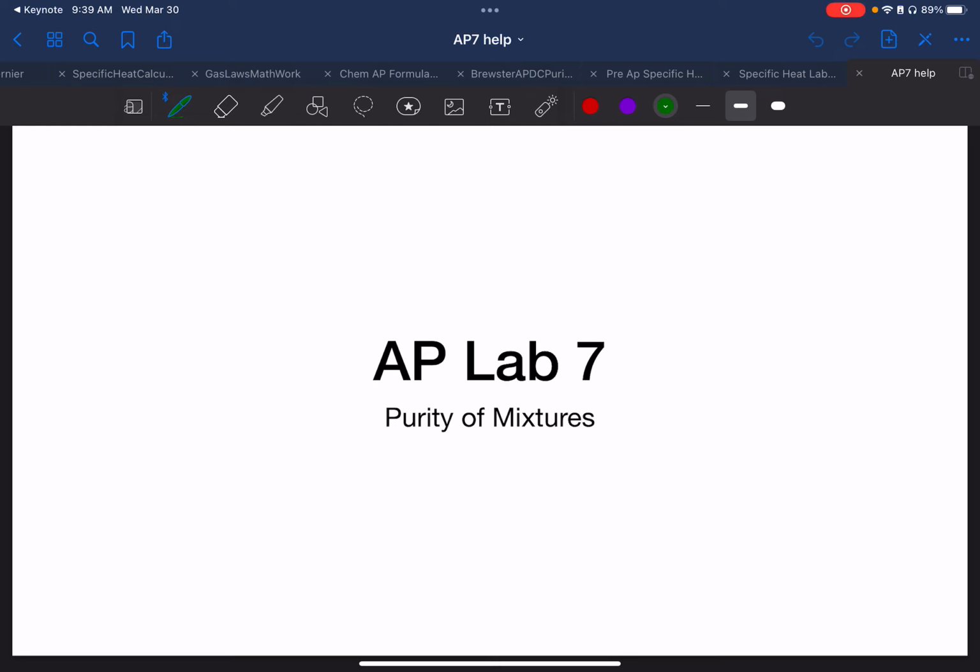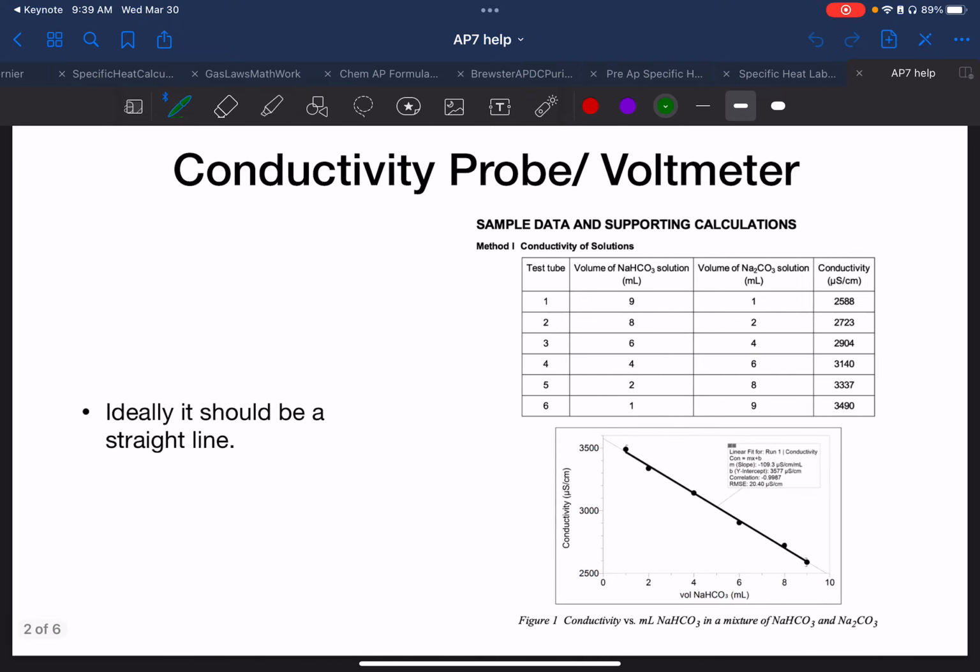AP Lab number 7, Purity of Mixtures. So first of all, we didn't have a conductive probe, so we did the best we could with the voltmeter. In an ideal situation, when you graph your data, it should be a linear relationship. Okay, that's what we're looking for.